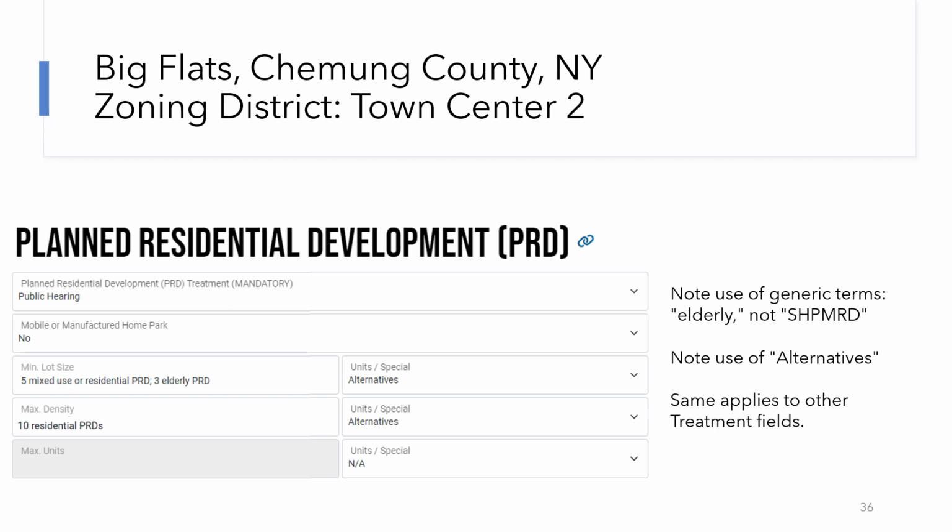Maximum density was only mentioned in the residential or elderly PRD, and therefore we only entered 10 residential PRDs in the max density field. There's no need to mention anything about the mixed use because there simply was none.